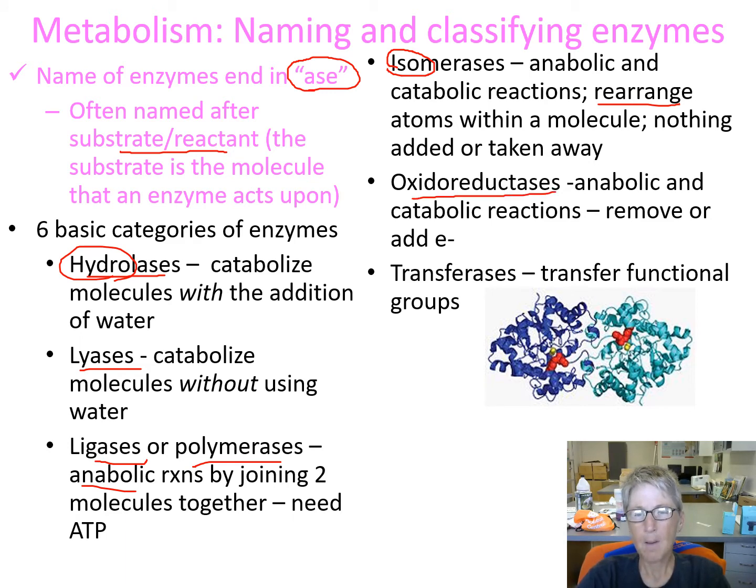Oxidoreductases could be anabolic or catabolic reactions. They remove or add an electron, so oxidoreductases are used in redox reactions. And then transferases transfer functional groups, like a hydroxyl group, OH, or a methyl group like CH3, from molecule to molecule. And this cartoon is actually a protein with an active site binding a substrate.